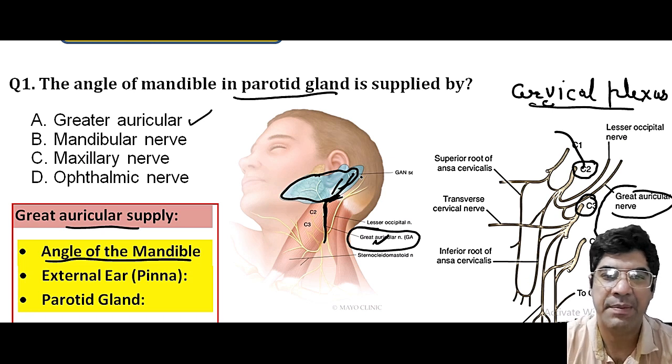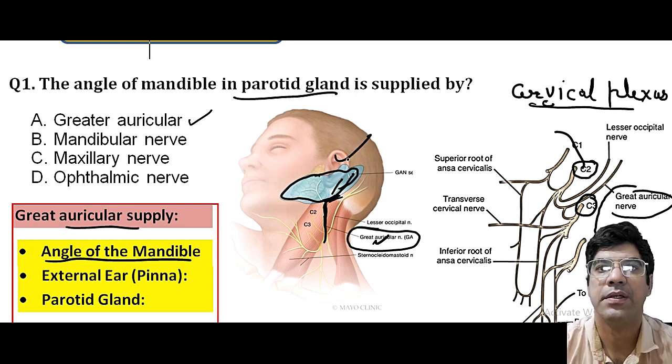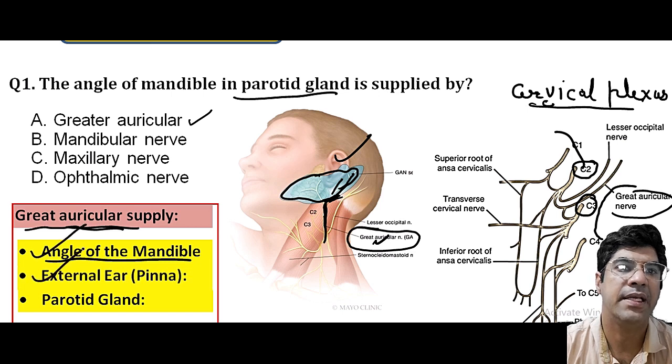As its name, great auricular, reflects, it has a significant role in providing sensory innervation to the ear. So remember, from your exam point of view, this great auricular nerve will supply the angle of mandible, external ear, and the parotid gland.